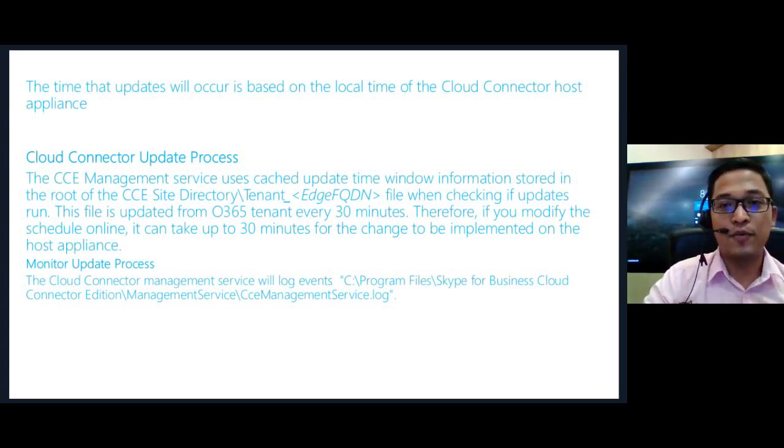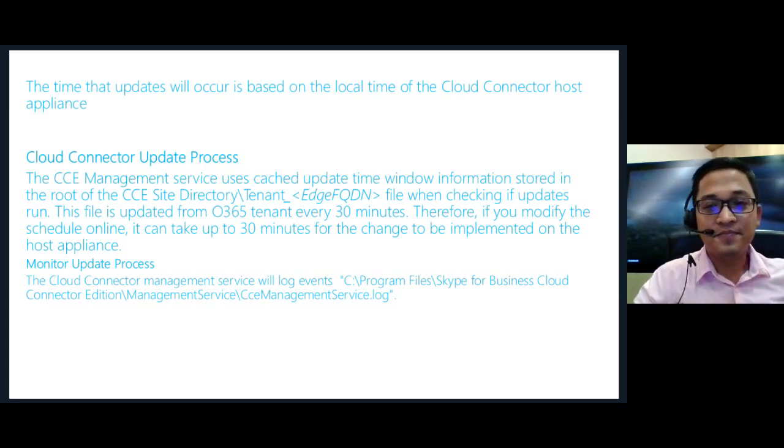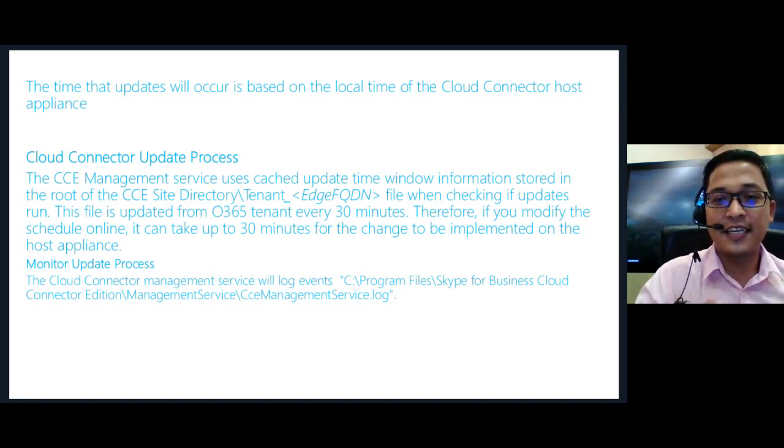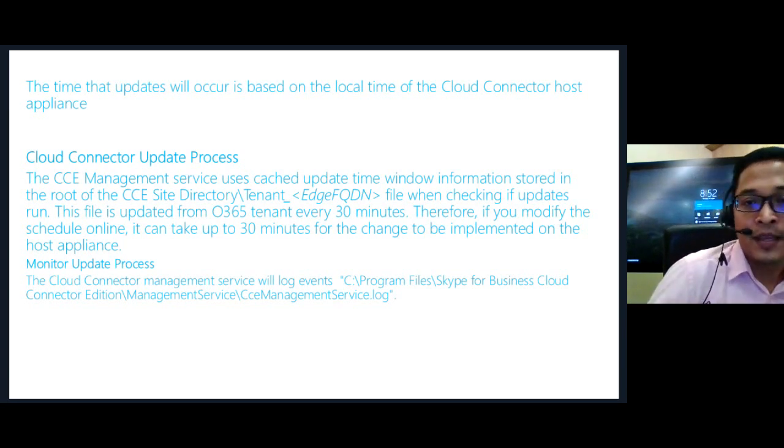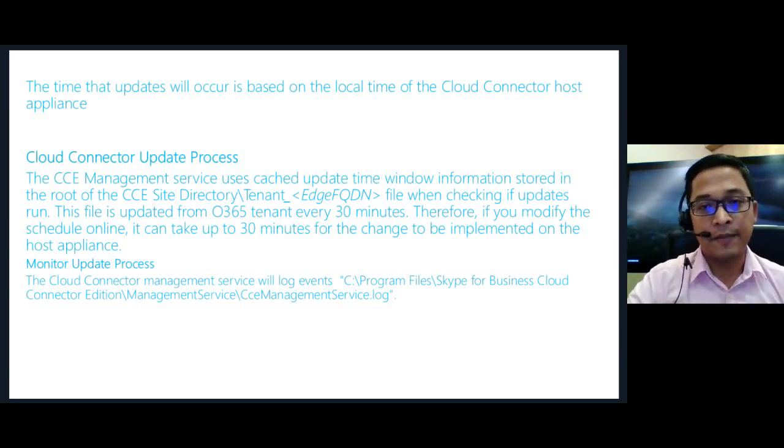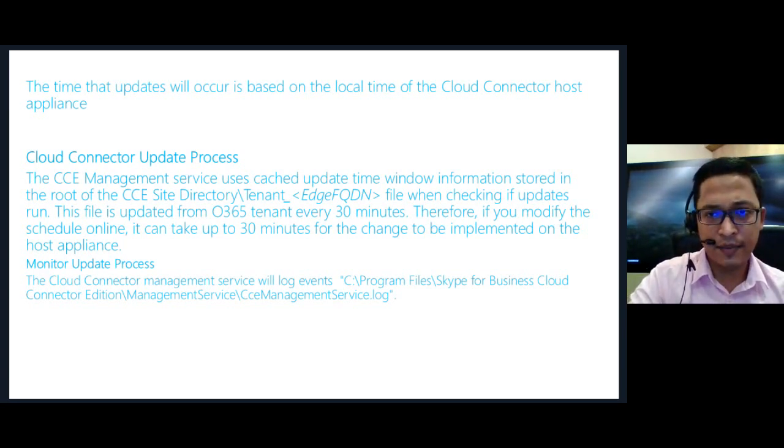Sometimes you set the time and think the update will happen, but say you run the command at 9:10 and want it to start at 9:30, it won't. Even though the setting is in place and you managed to set it, that update won't happen at 9:30, because remember, it takes time to replicate back to the Skype for Business CCE VM. So in this case, allow more than 30 minutes.